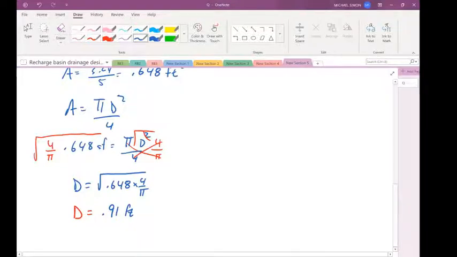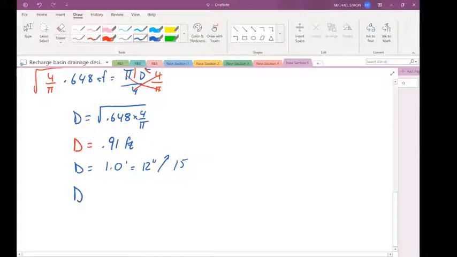That's our answer. But they don't make pipes that are 0.91 feet. They do make a pipe that is equal to 1.0 feet. That would be equal to 12 inches, but we really don't want to use that. We'd like it to go up to 15 inches. So in that case, the diameter would be a 15-inch pipe, 15-inch diameter. But that's going to cause all sorts of problems for us.